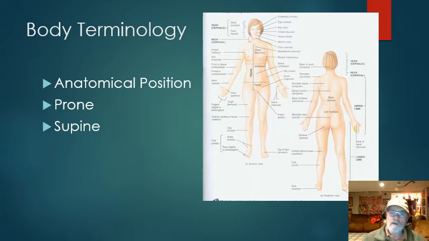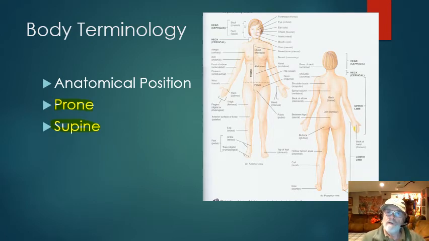Okay. The second word I want to talk about today is prone versus supine. They're opposite each other. Okay. Now let's look at anatomical position. In anatomical position, the front of the body is facing forward. The front of the body is facing forward.